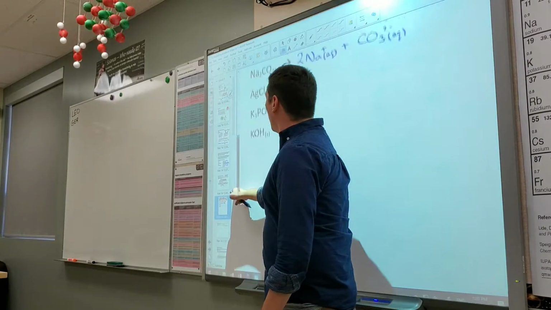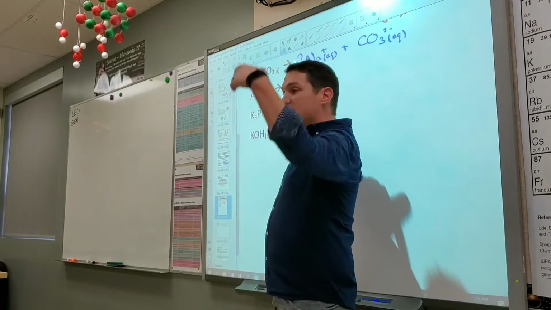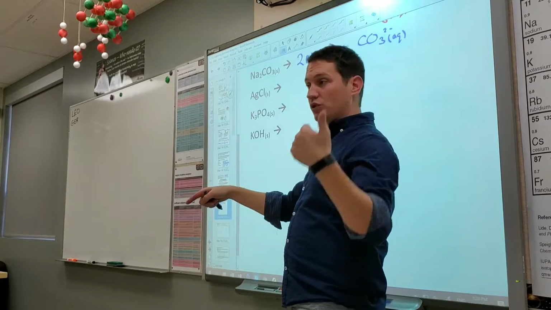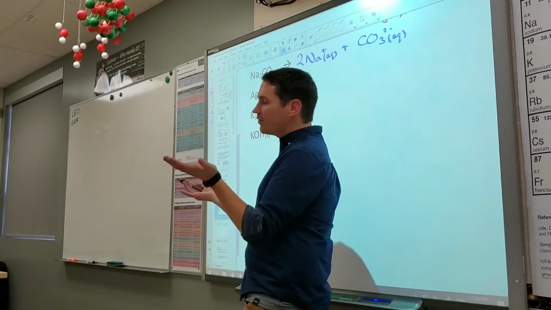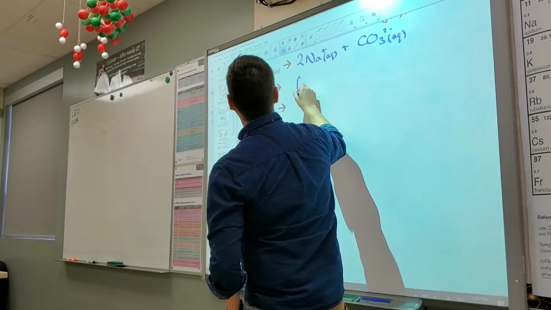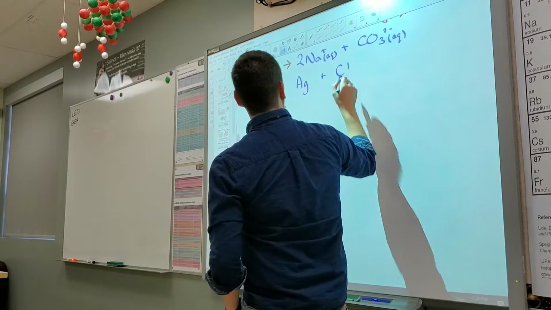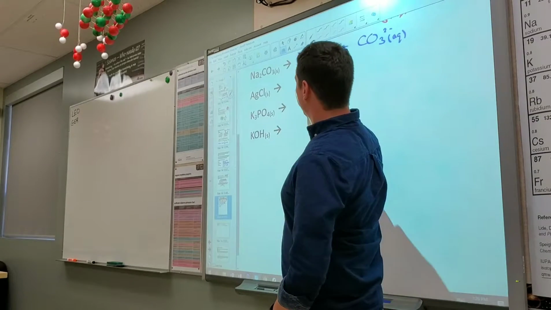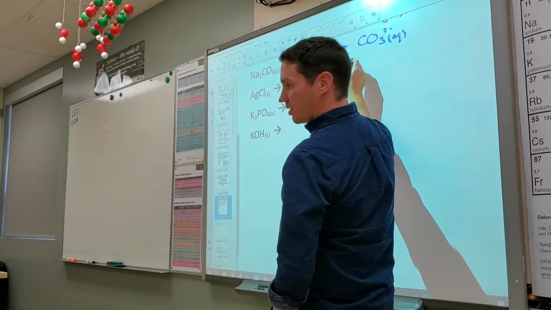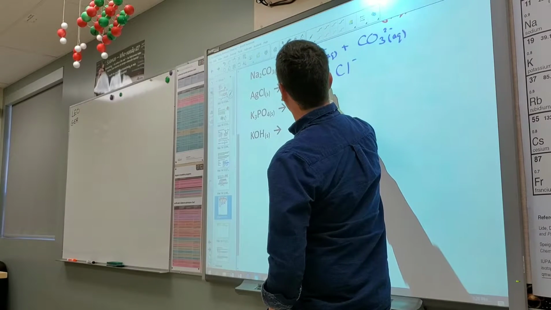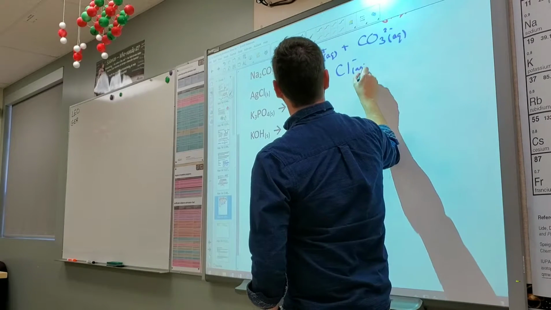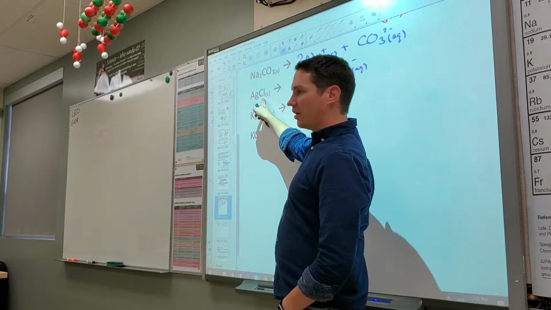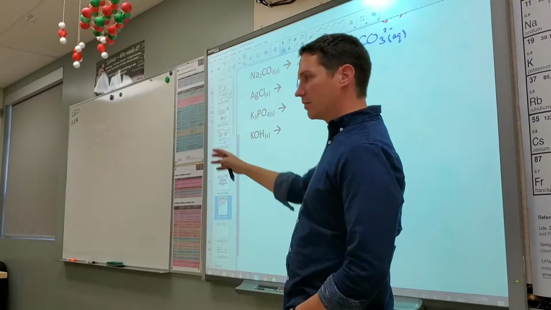Okay. What are the two ions in AgCl? Silver and chloride, right? There's a difference between chlorine and chloride. So we're going to make a silver, and we're going to make a chloride. What's the charge on a silver? It's plus one, and what's the charge on a chloride? Negative one, so aqueous. And how many silvers are there? One, we're good. How many chlorides are there? One, we're good. Okay, good to go.